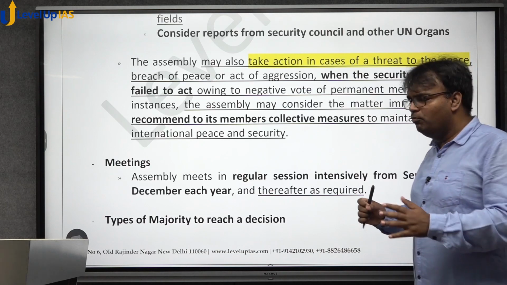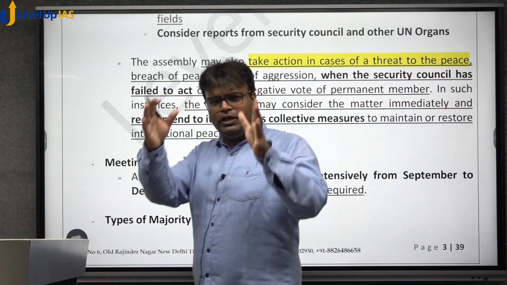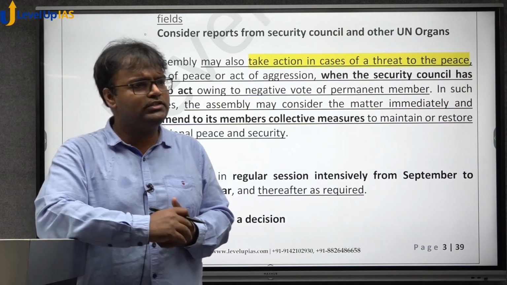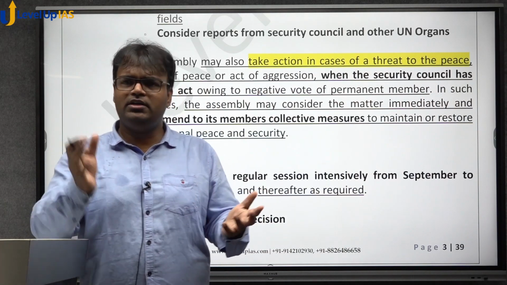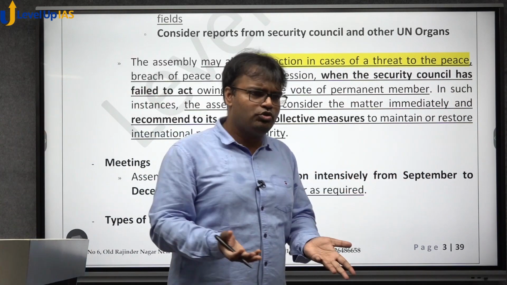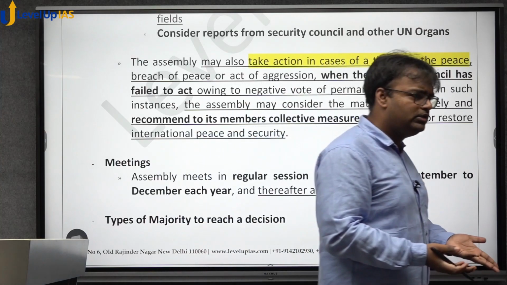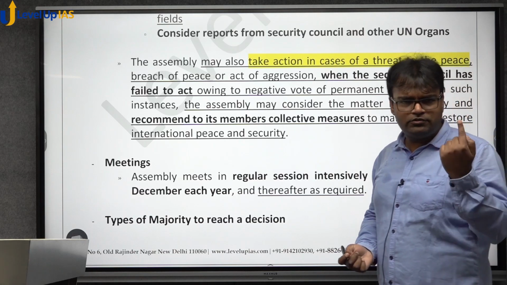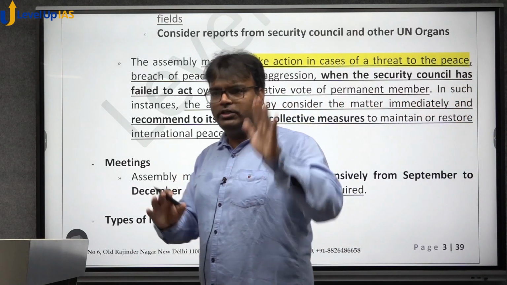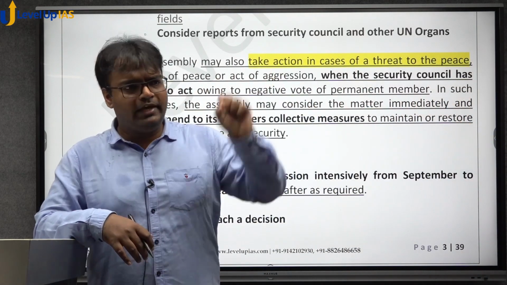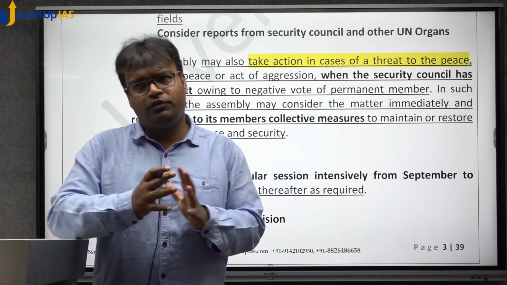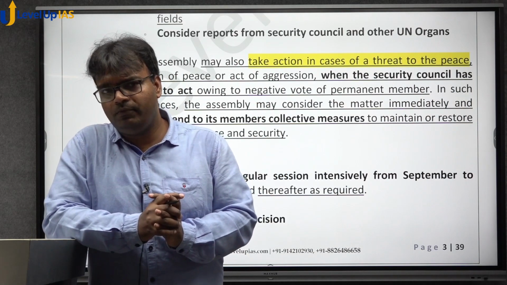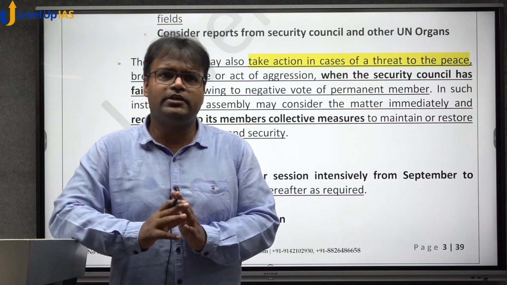Okay, so more or less you have understood what the different functions of the United Nations General Assembly are. In structure, all the members of the United Nations are part of the United Nations General Assembly. Each of them has one vote. Functions, in general, are parliament-like functions, and some executive functions are also there. Okay, this is the United Nations General Assembly.